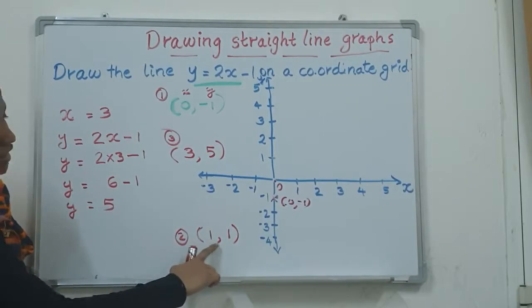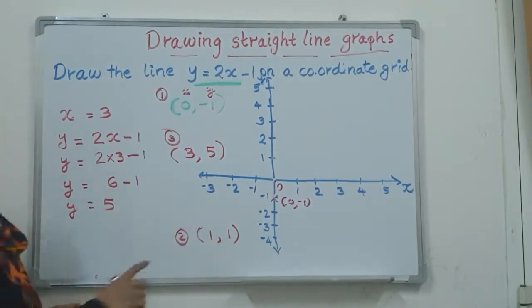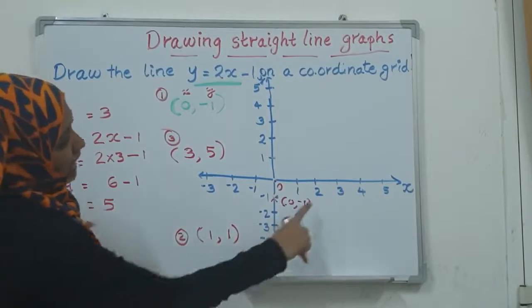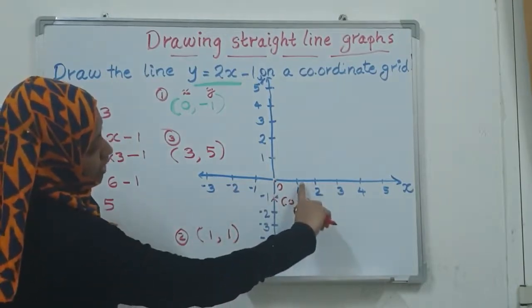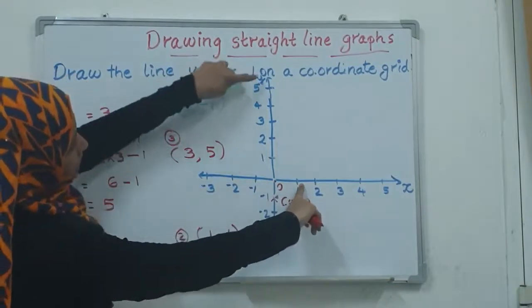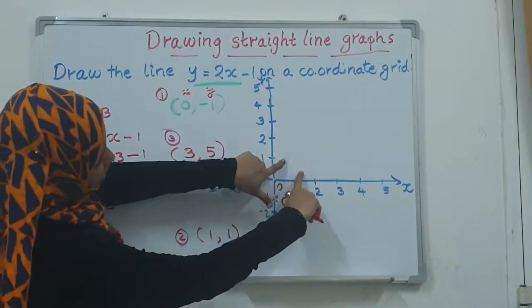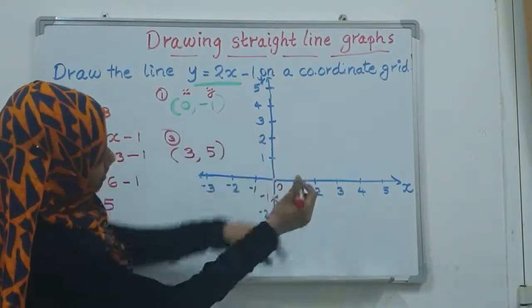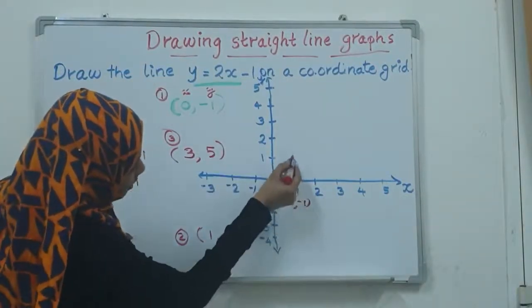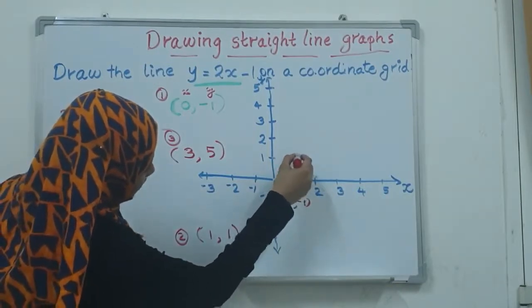Choose the next coordinate which was 1, 1. So choose the values for x and y. Here on the x-axis the value is 1, and on the y-axis, check here, 1 is here. And choose the coordinate of this. So x is 1 and y is 1. And just plot the point.